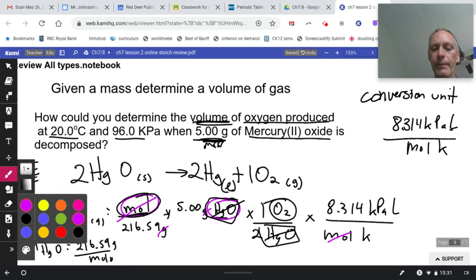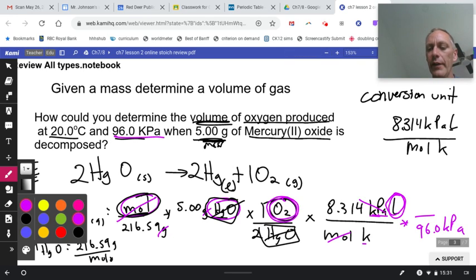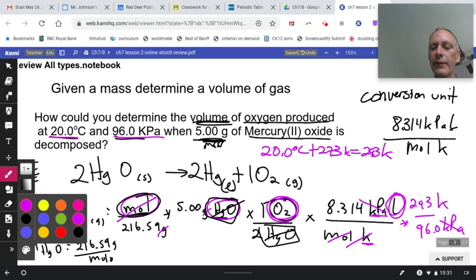Moles cancels out. We're looking for liters of oxygen, so we want to keep those two. So I have to get rid of kilopascal, get rid of Kelvin. Okay, kilopascal on top. So I'm going to write this 96 kilopascal on the bottom. And they're gone. And Kelvin on the bottom. So I need Kelvin on the top. 20 degrees Celsius. Add 273 to convert it to Kelvin. And we get 293 Kelvin, no decimal places. Okay, Kelvin's gone. All my units cancel out except liters of O2.